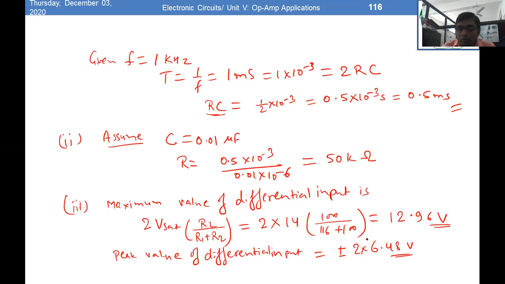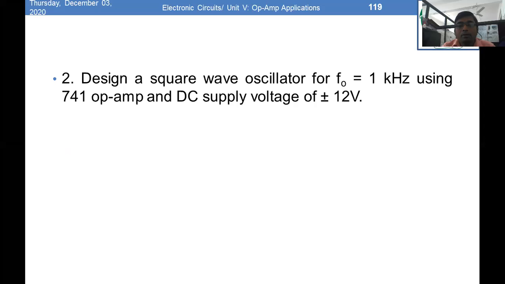Another numerical could be asked, like the designing of a square wave generator. We would take the problem and solve it when time remains in the total lecture. Before this, please note down this problem only. We would solve it if time permits. Otherwise, we first of all have to see the triangular wave generator. So design a square wave generator oscillator for F0 equal to 1 kilohertz using a 741 op-amp and a DC supply of plus minus 12 volt.